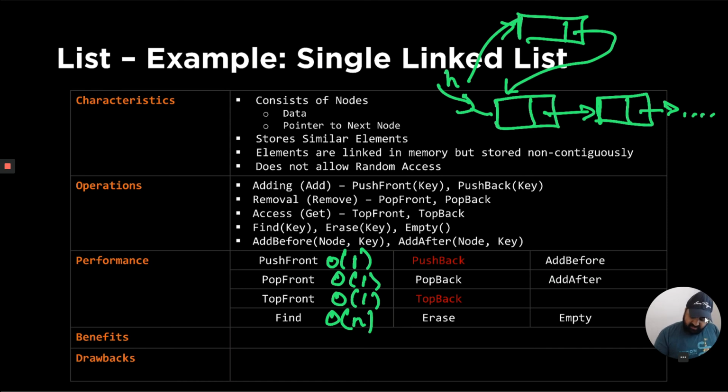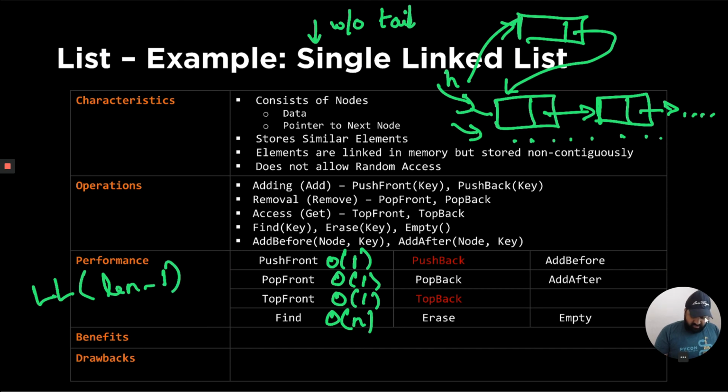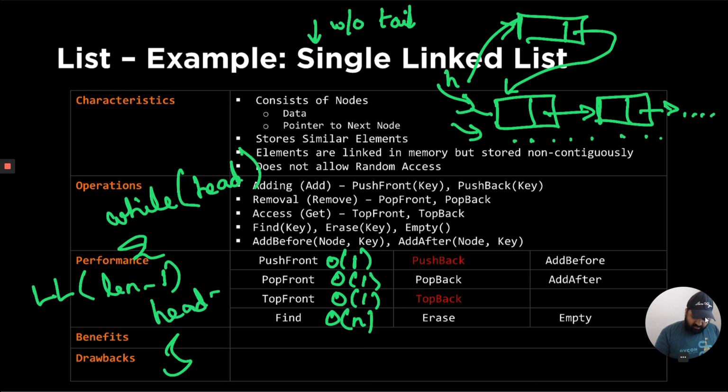Next is pushback. When we are talking about the single linked list without tail, we do not have access to the tail element. So if we want to add an element at the end, we need to traverse the linked list from one place to another. Again, I'm reminding you, I see a lot of students do something like linked list length minus 1. This is not allowed. You have to traverse the linked list by having something like a while loop. You have the head pointer, and within the while loop, you are doing something like head equal to head's next.